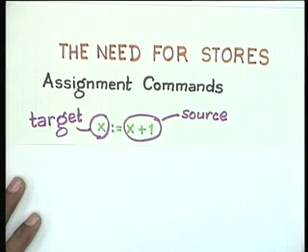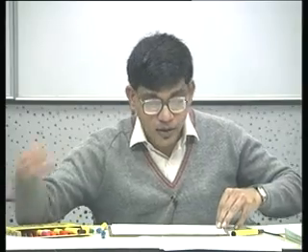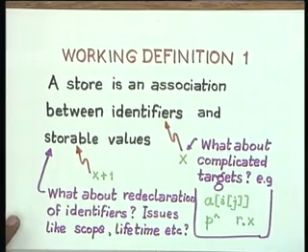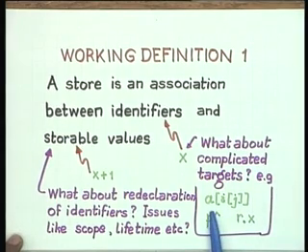But the thing is that our assignment commands are very simple. For example, they did not allow side effects, and when you talk about a side effect, it's equivalent to some kind of an invisible assignment taking place somewhere without your knowledge. Right? It is at least invisible outside some scope. Right? Secondly, even if we take our working definition as a store being an association of identifiers and values, what happens when you have these complicated kinds of targets of assignments?